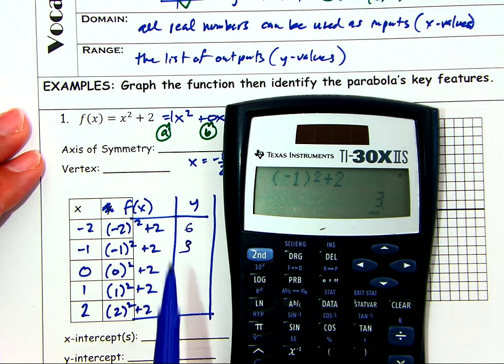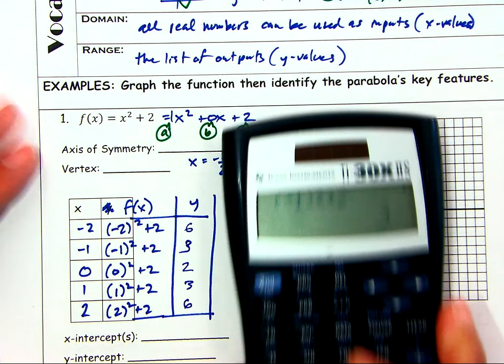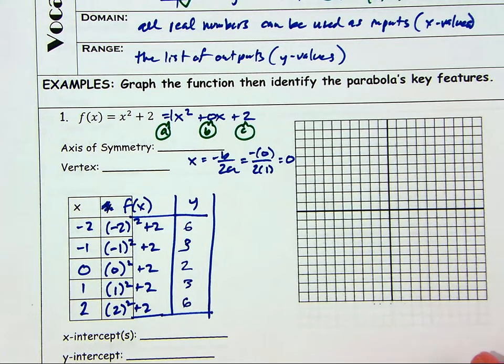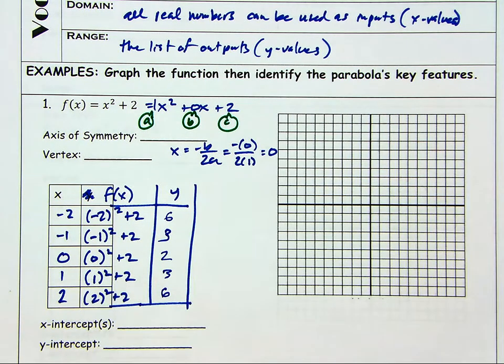Okay, this one I can definitely do in my head. 0 squared plus 2 is going to be 2. 1 squared is 1, plus 2, that's 3. 2 squared is 4. 4 plus 2 is 6. Okay, just to speed things up a little bit. So now our table gives us 5 ordered pairs, which we'll now plot over here in the coordinate plane.